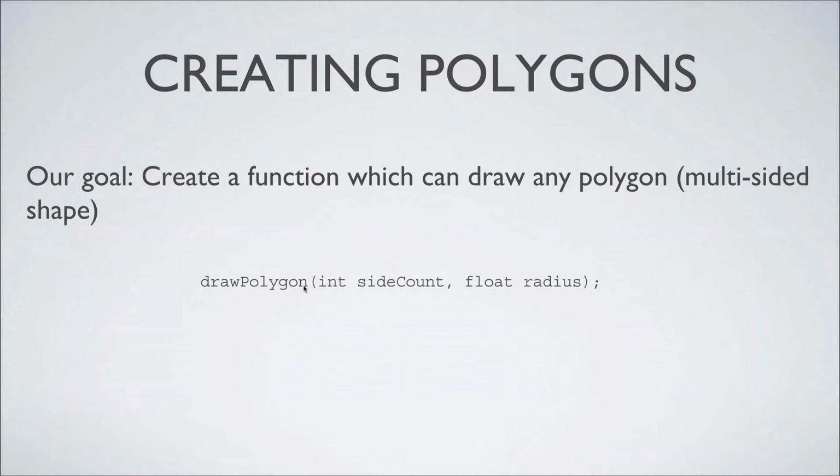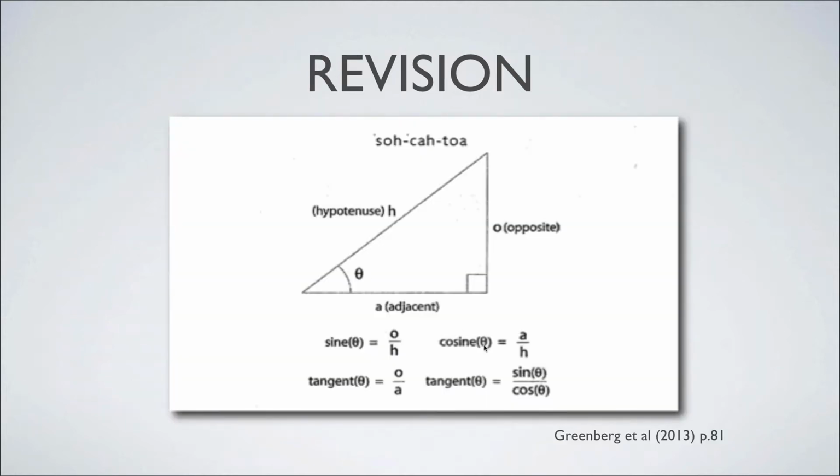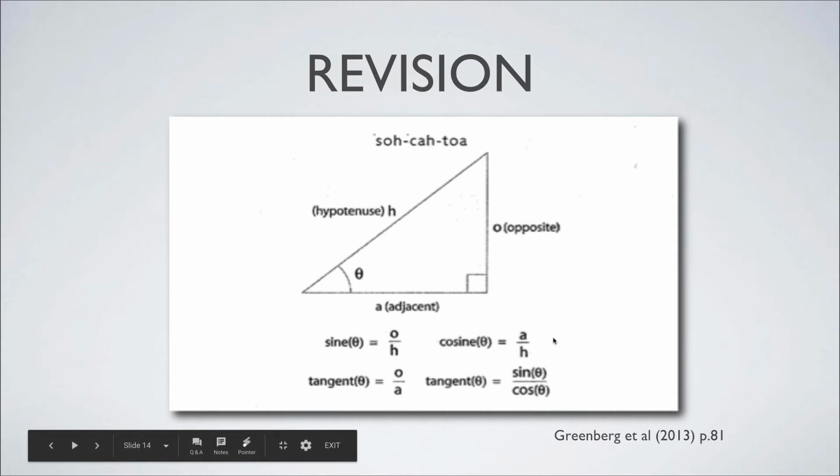So how do you state I want 7 sides and I want a polygon of this radius? You need to understand where to put each of those vertices if you're to do that. So there's a couple of things you need to know.